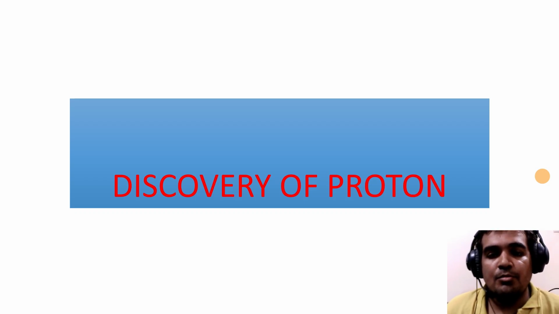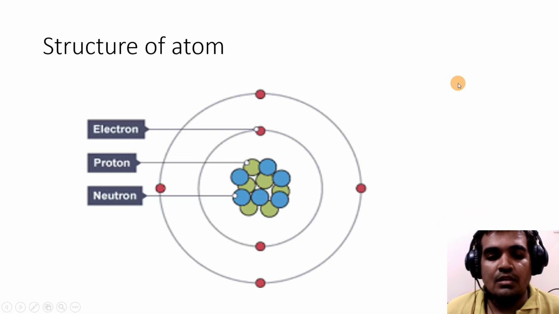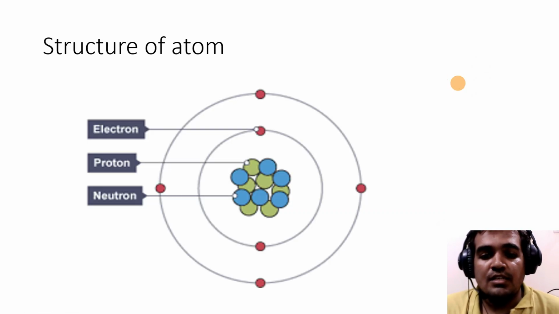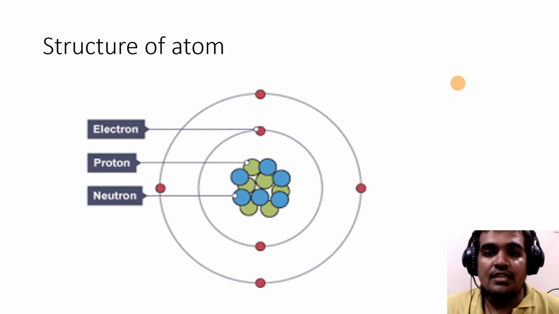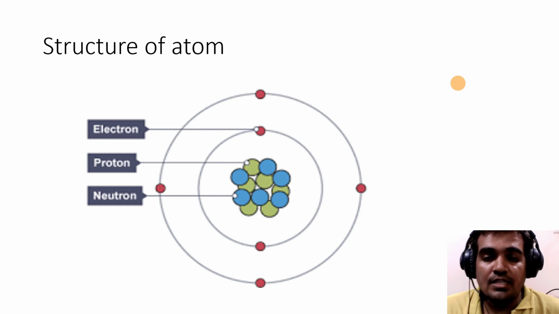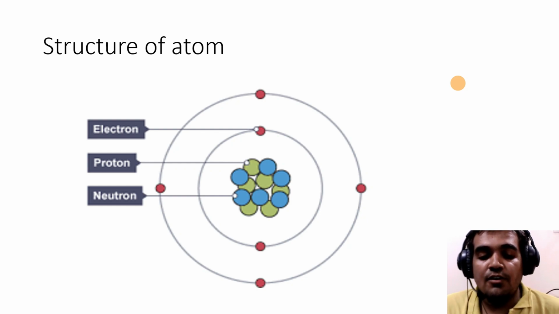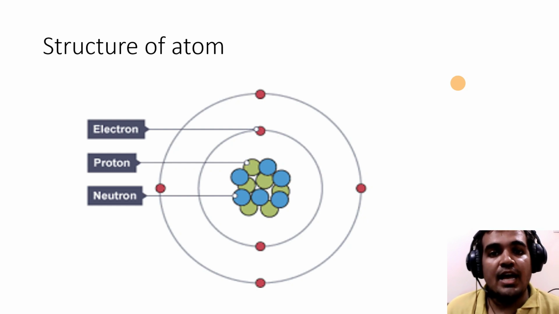Before going to the discovery of protons, we shall have a look at the structure of atom. The figure shown here is the basic structure of atoms. The structure of atom here contains three subatomic particles: electrons, protons and neutrons. The protons are shown in green color, the neutrons are shown in blue color, and the electrons are shown in red color. The protons and neutrons together constitute the nucleus of the atom, whereas the electrons revolve around the nucleus in a circular orbit as shown.